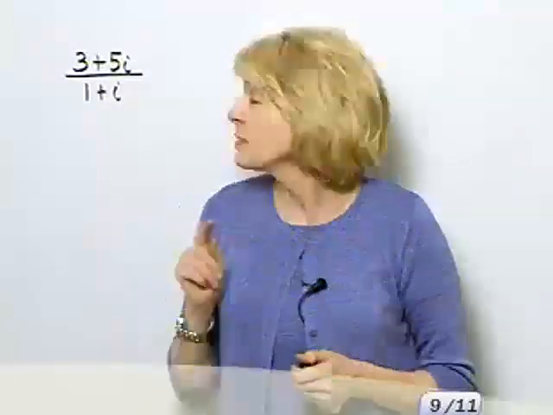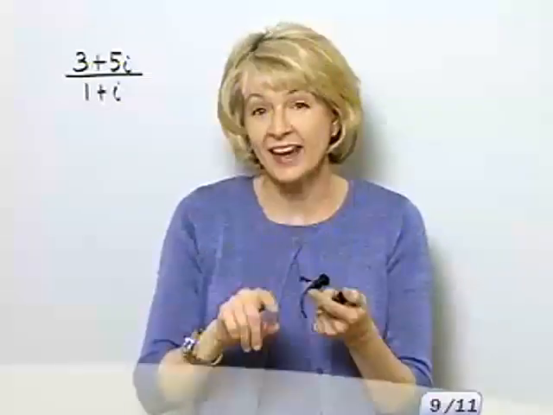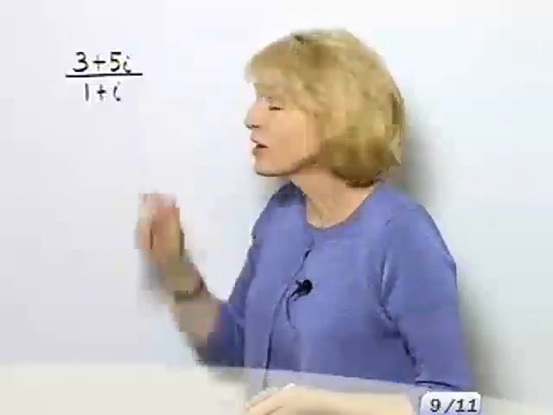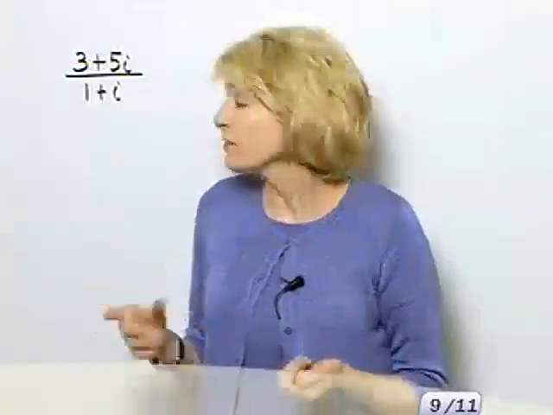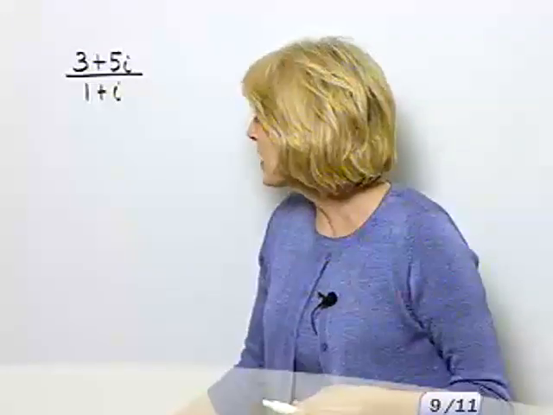Now, why did we talk about complex conjugates? Because we are now about to divide complex numbers. We added them, we subtracted them, we multiplied them, now we are dividing them. As a matter of fact, I'd like to divide these two complex numbers and write the answer in the form a plus bi. So how do we do that?